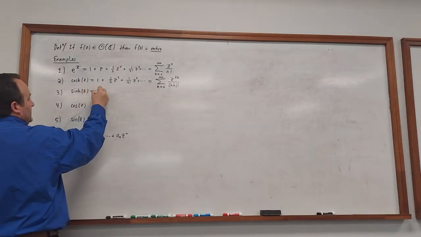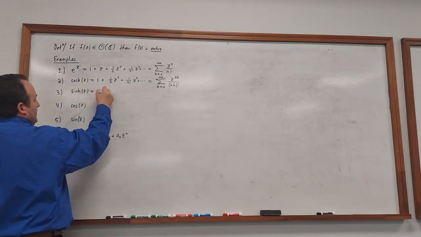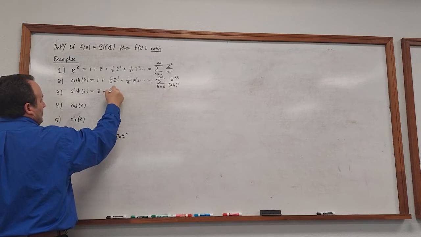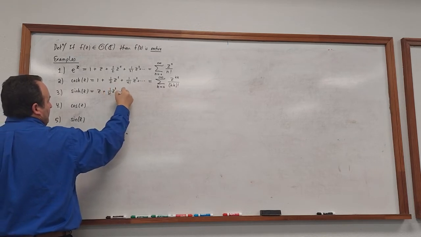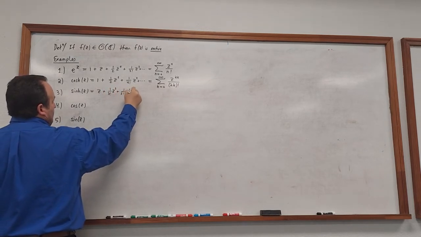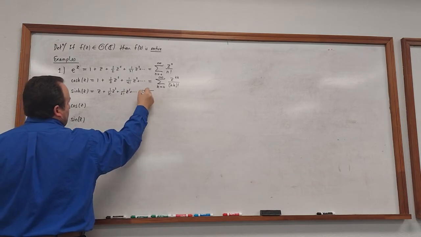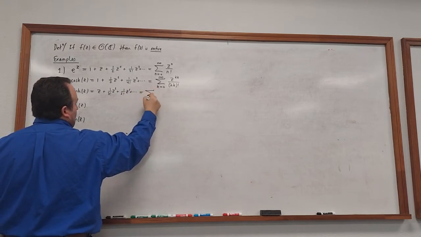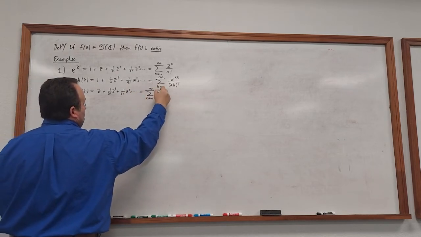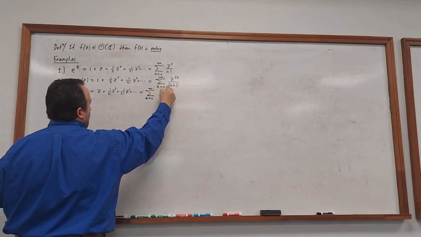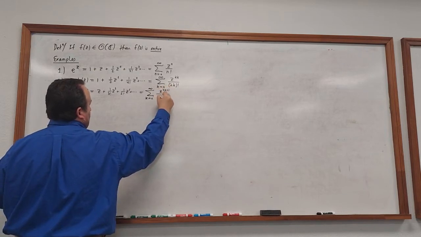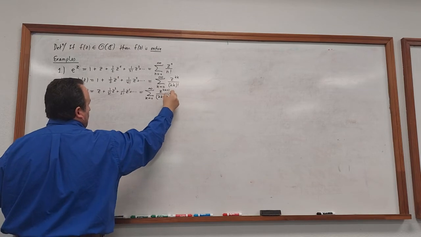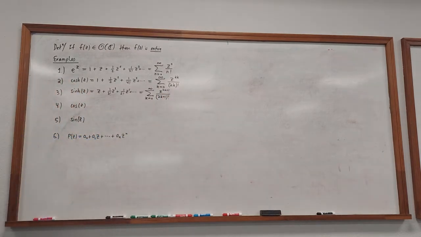Sinh, just take the odd terms. So z plus 1 over 3 factorial z cubed plus 1 over 5 factorial z to the 5th, and so on. So that's the sum, k equals 0 to infinity, of z to the 2k plus 1 over (2k plus 1) factorial. That is the power series for sinh.